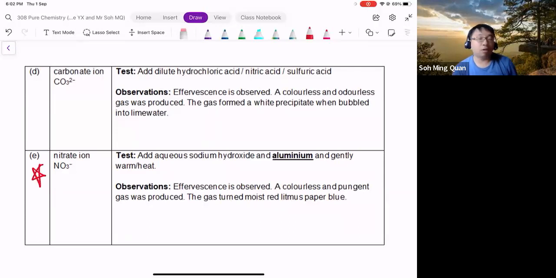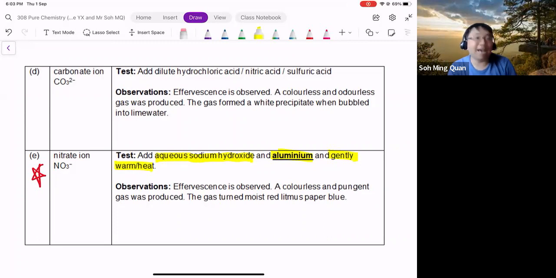Nitrate ion is to add aqueous sodium hydroxide and aluminium and then gently warm. Now the aluminium can be in the form of aluminium foil. Typically we will say aluminium foil, but of course you could use aluminium powder as well. It works the same way. So aqueous NaOH, aluminium, and gently heated or warmed. This is a nitrate test.